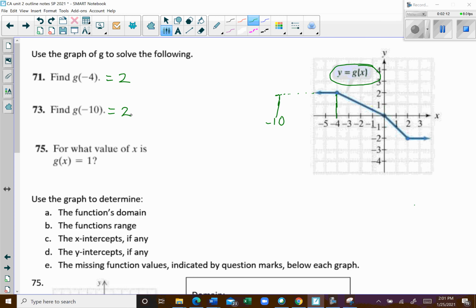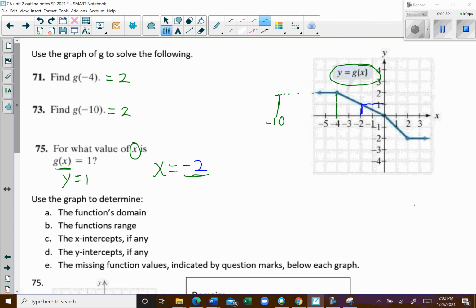And then the last one, let me go ahead and read this first. For what value of x is g of x equal to negative 1? Remember, g of x is just a fancy way of saying y. So they're asking you for x, and this time, they go ahead and tell you what the y value is. So looking at the graph, when y equals negative 1, that would correlate with when x is negative 2. So that's our answer right there, negative 2.